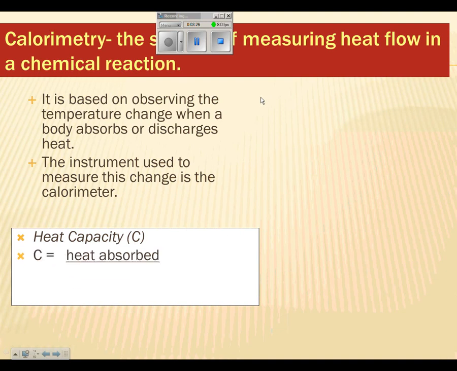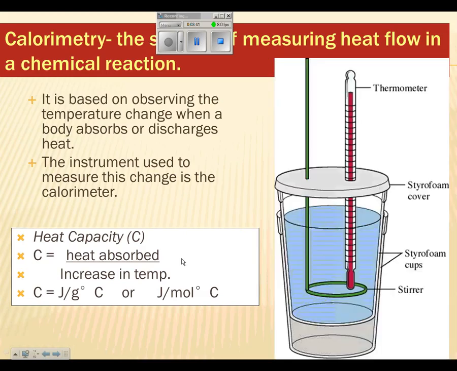The instrument that you're using, of course, is the calorimeter, and the formula that you'll use is going to be your MCAT formula. So your heat capacity is actually the amount of heat absorbed divided by that increase in temperature. Now, specific heat capacity is the same, but you're just using it in terms of grams. So your specific heat capacity, which is usually labeled C, is in joules over grams degrees Celsius. So per gram, how much energy changes for that amount of temperature change.